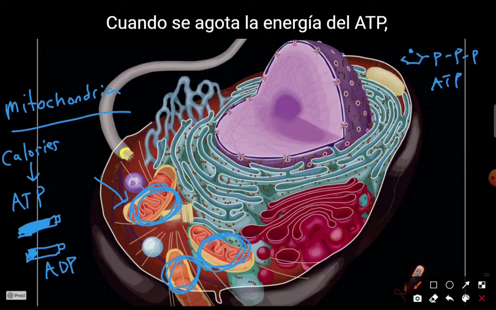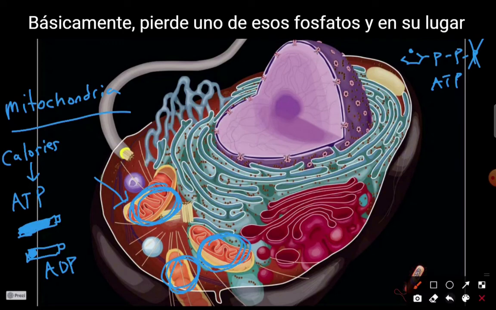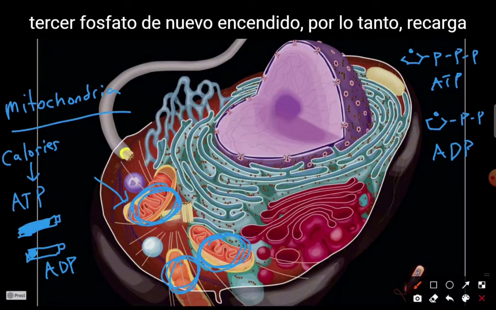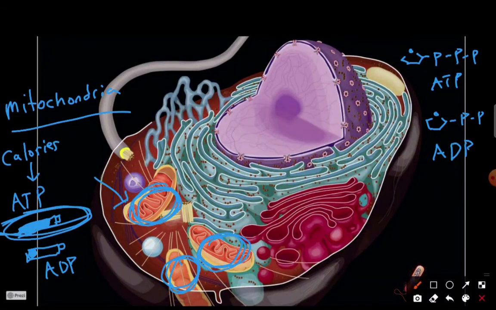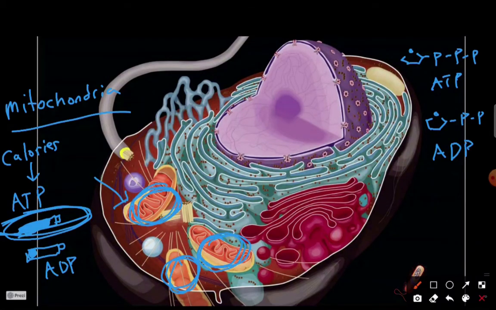When the energy of ATP is used up, basically it loses one of those phosphates, and instead it becomes ADP. All that the mitochondria does is attach that third phosphate back on, therefore recharging your cellular batteries. What is so interesting about these is that they are actually ancient bacteria.